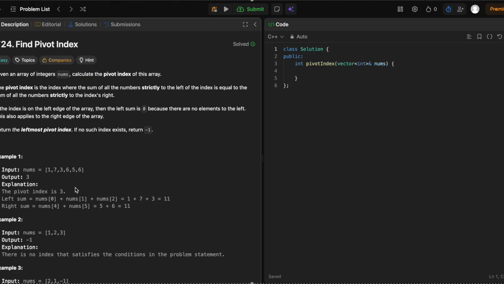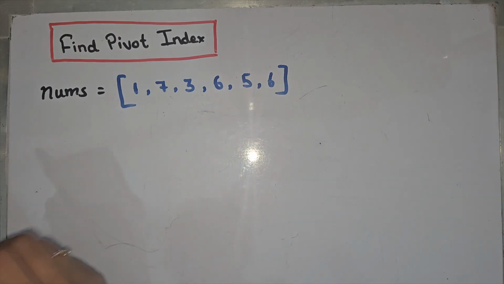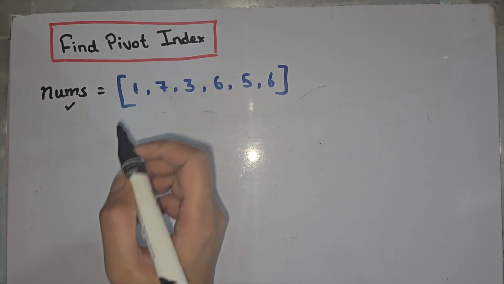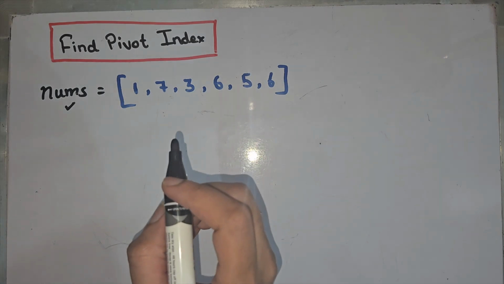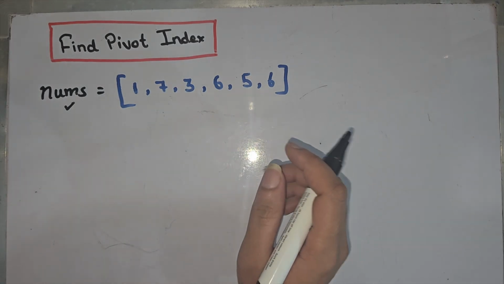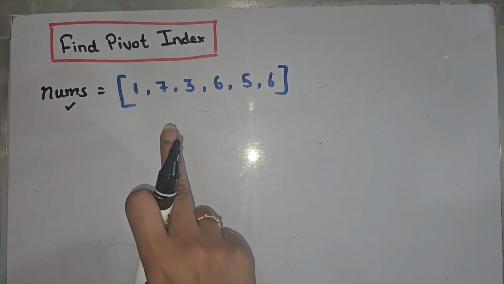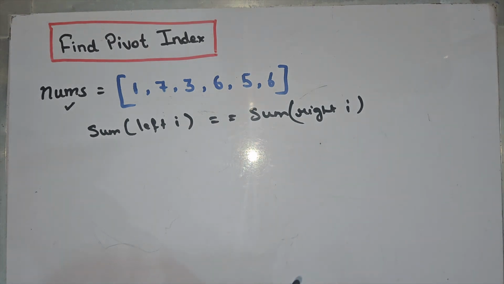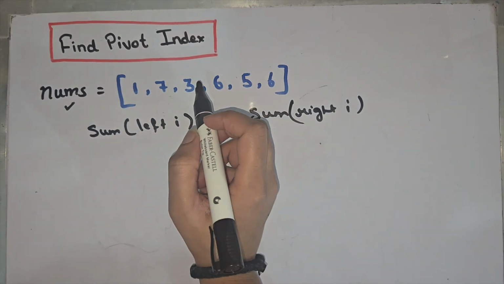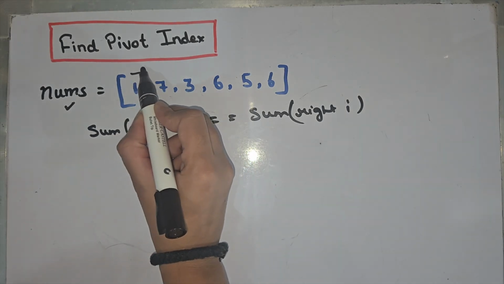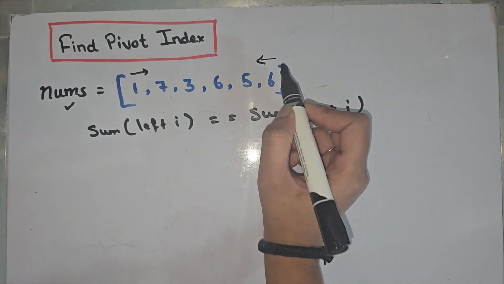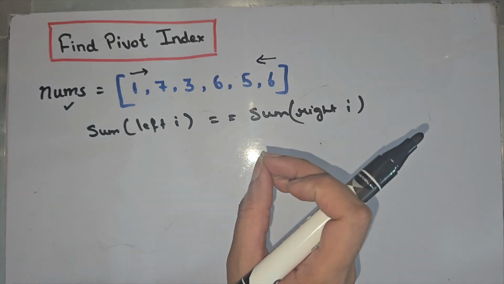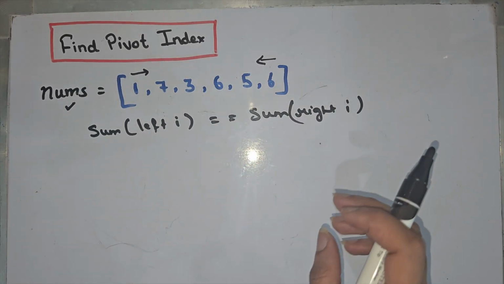Now let's understand the question and this pattern. We are given an array nums and we need to find a pivot index i where the sum of left of i and the sum of right of i are both equal. So this is the question. Now if we think about a naive solution, we need to calculate the sum of elements from the left and elements from the right, and at any point if they are equal we will say that this is our answer.